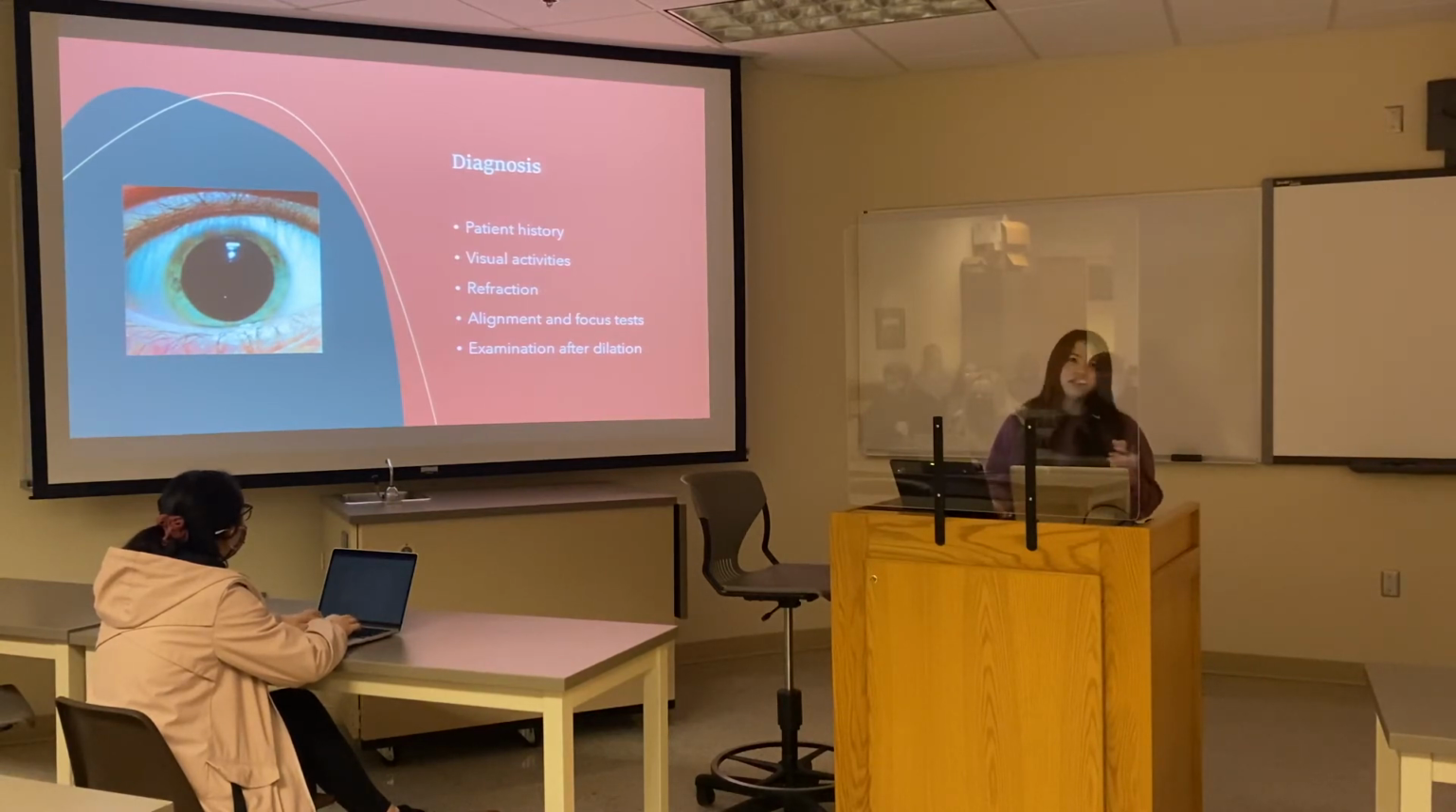We will also do visual activities like having you read letters from an eye chart to examine the eye's behavior. Refraction, where we check the eyes with a series of corrective lenses to measure how they focus light. Alignment focus test, and examination after dilation, which is where you put eye drops in the eyes, and it's determining the health of internal eye structures.